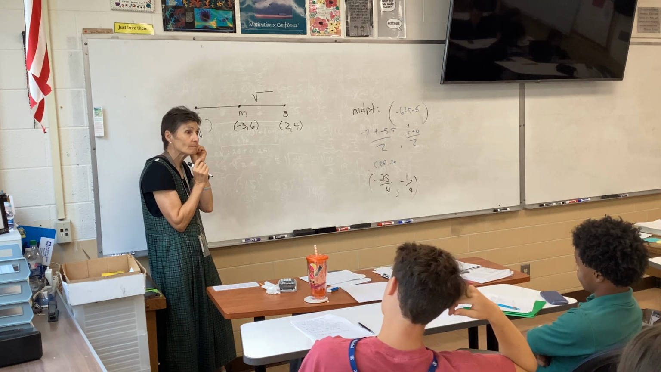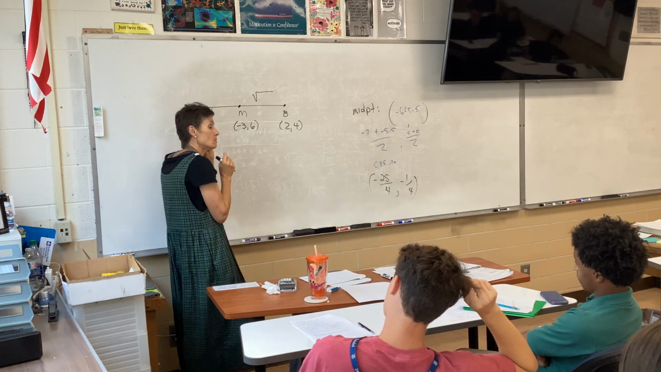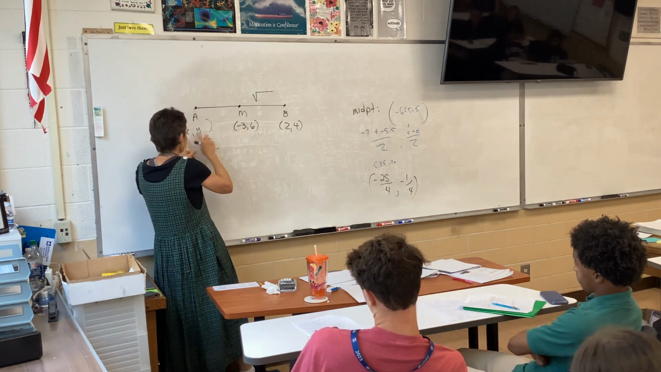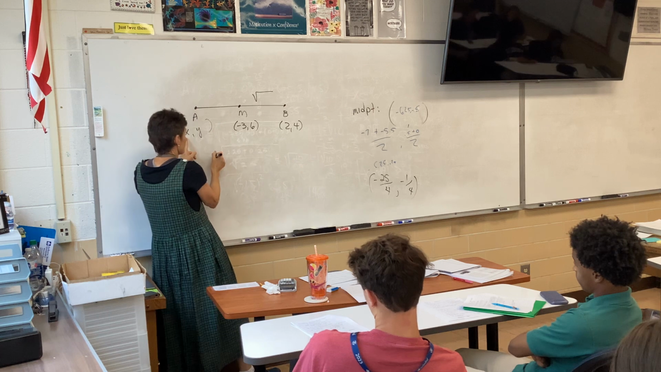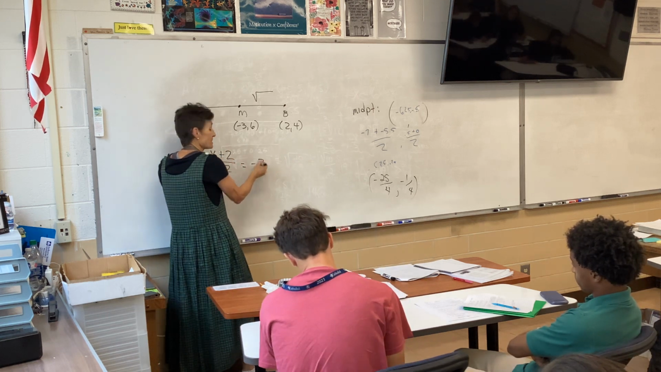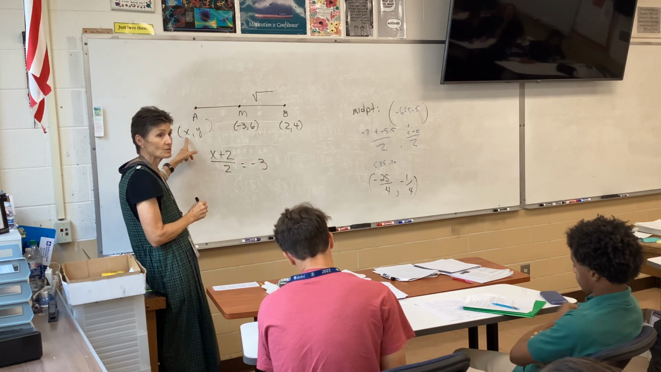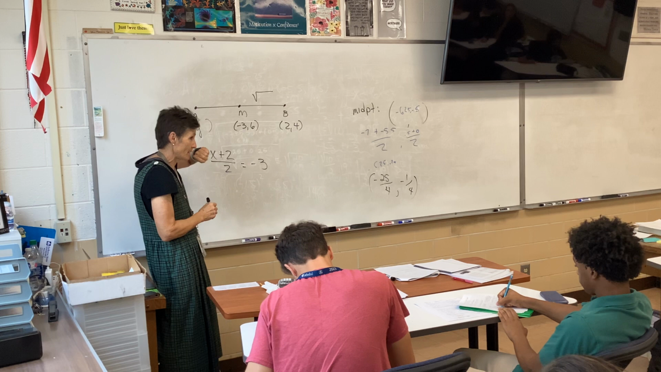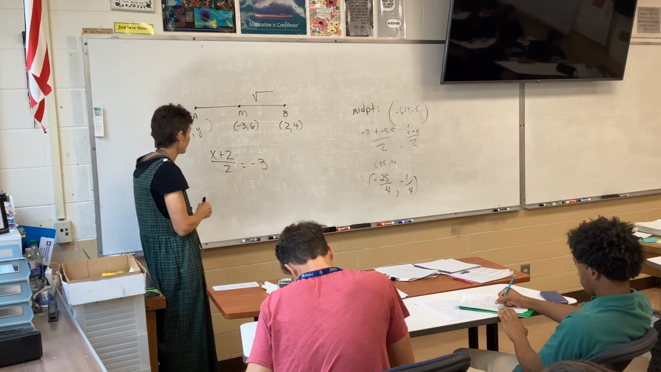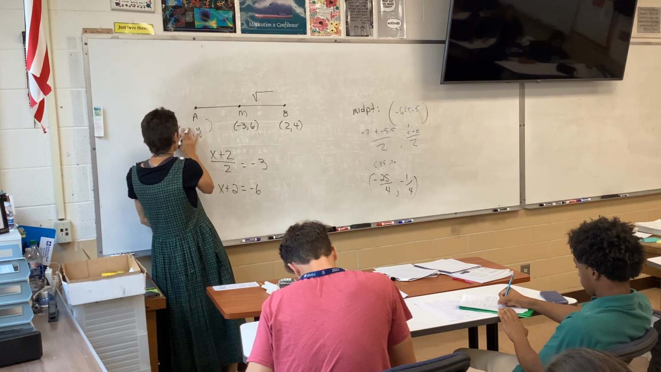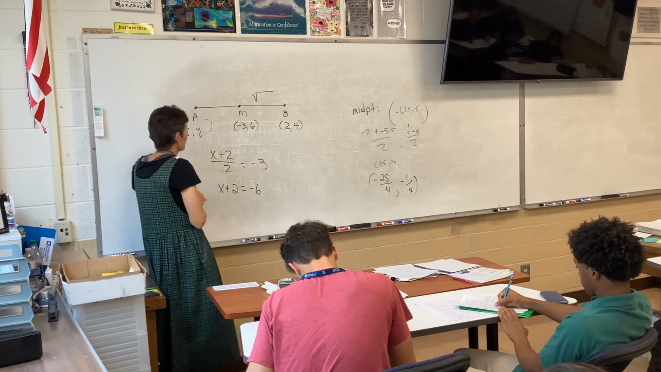(2 + x) over 2. Oh, she says we know how to find a midpoint. We know this has to be the average of these two. So whatever x and 2 are, divided by 2, has to give me -3. Does that make sense to you? That this number and this number averaged have to be -3. So I got -8. Is that what you got?